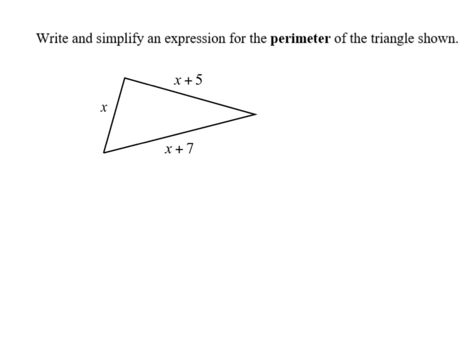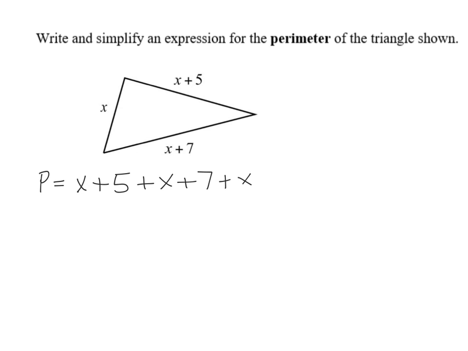Another kind of question you'll be getting on the quiz is one that looks like this. It says, write and simplify an expression for the perimeter of the triangle shown. So for this, you're going to want to do perimeter. For perimeter, you're just adding the 3 sides together. And so our expression would simply be x plus 5 plus x plus 7 plus x. Okay, and that's the perimeter.